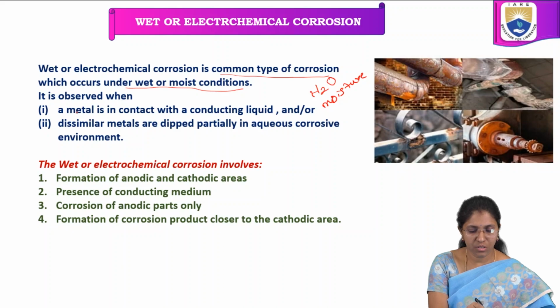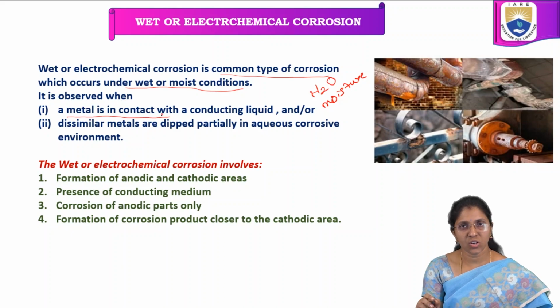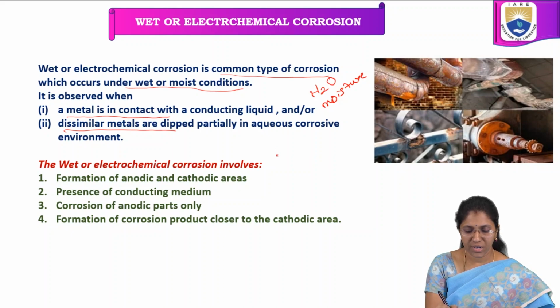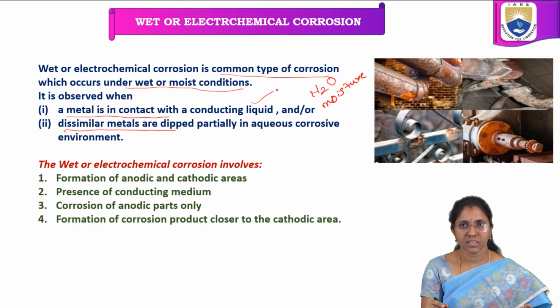It is observed when a metal is in contact with a conducting liquid, or when two dissimilar metals are dipped partially in an aqueous corrosive environment. So first, a metal in contact with a conducting liquid, either water, oil, or the like; otherwise, two dissimilar metals dipped partially in an aqueous corrosive environment. Due to this, this type of corrosion occurs.